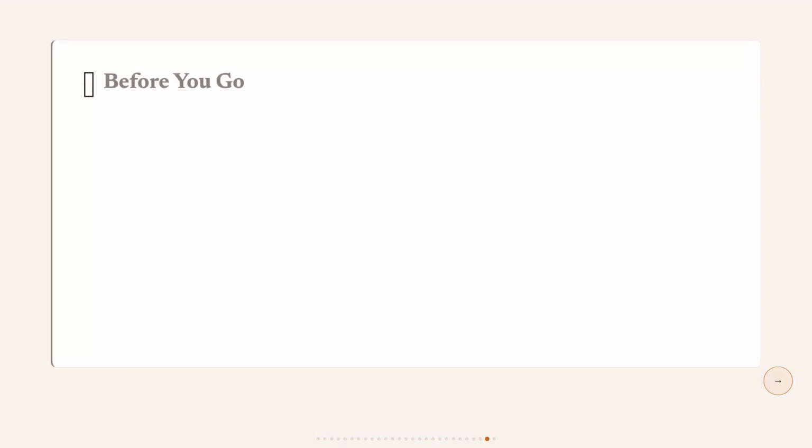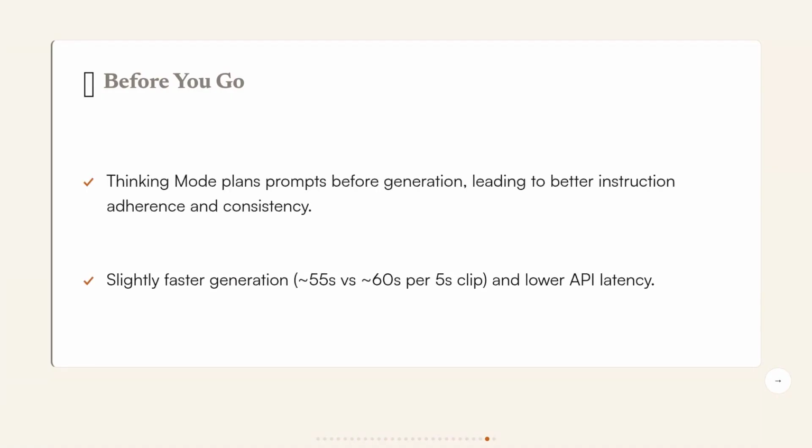One thing the docs don't spell out, WAN 2.7's first and last frame control for image to video is listed in the registry, but there's no published accuracy benchmark for it. So if precise frame boundary control is core to your workflow, I couldn't find data confirming how reliably it holds. And you'll want to test that before committing to production.